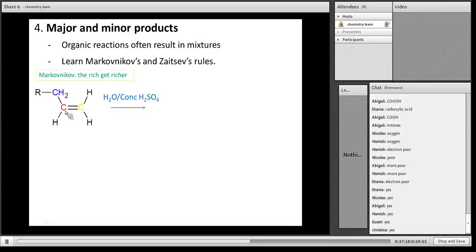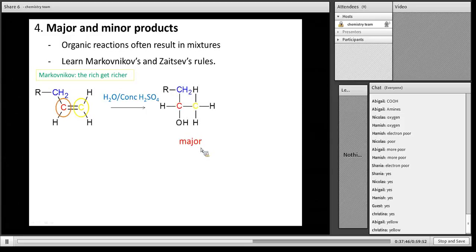So think of which one has the most number of hydrogens, and that's the one the H is going to go to. The yellow one, because the yellow has got two hydrogens attached to it. The red carbon's only got one hydrogen attached to it. So this is the rich carbon, so it's going to get richer. And okay, I've highlighted it there, sorry. So this will be what we call the major product.